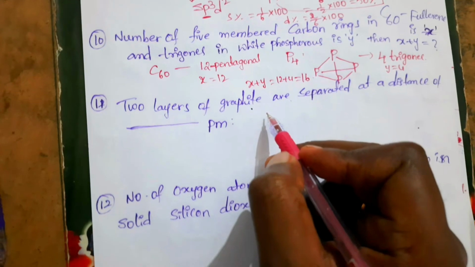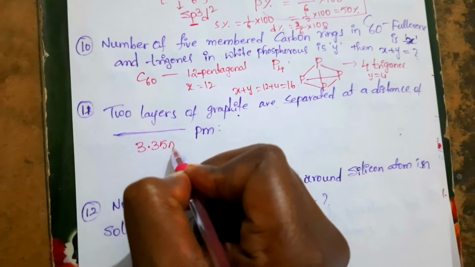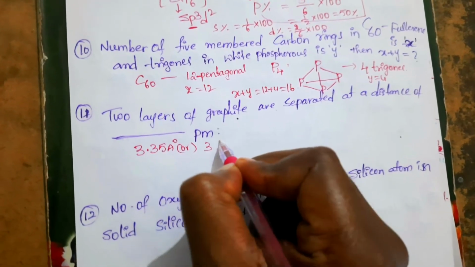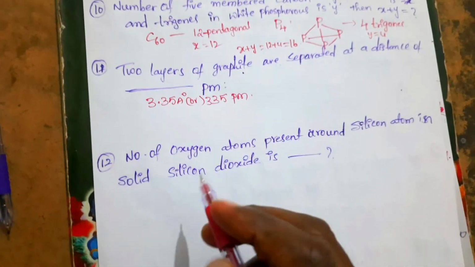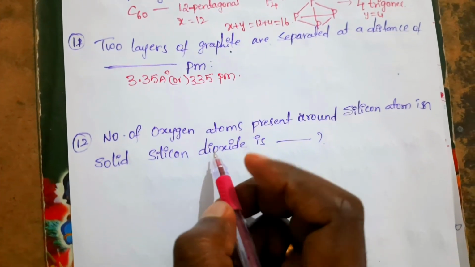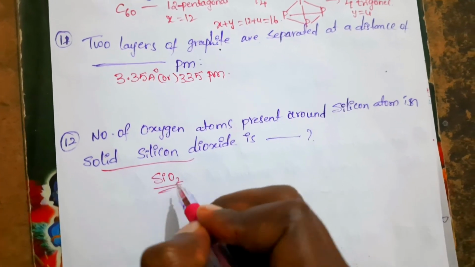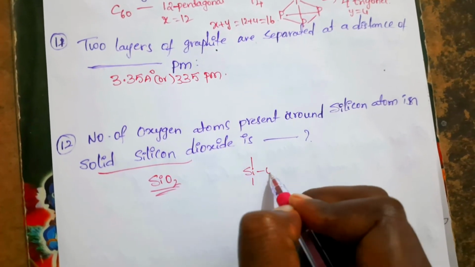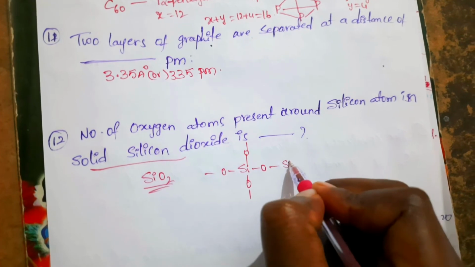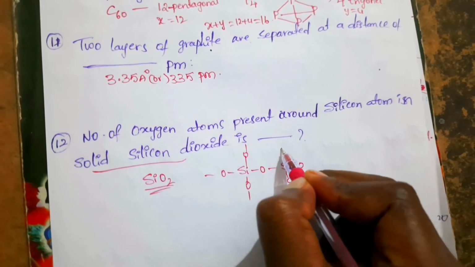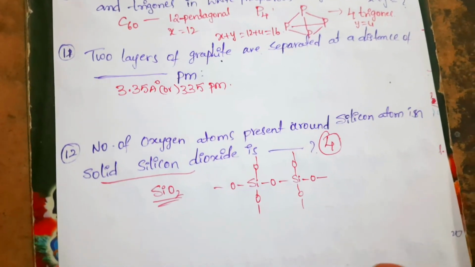Two layers of graphite are separated at a distance of how much? 3.35 angstroms or 335 picometers. Now the number of oxygen atoms present around the silicon atom in solid silicon dioxide. In solid silicon dioxide, each silicon atom is surrounded by 4 oxygen atoms in a tetrahedral manner. How many oxygen atoms? 4. Is that clear?